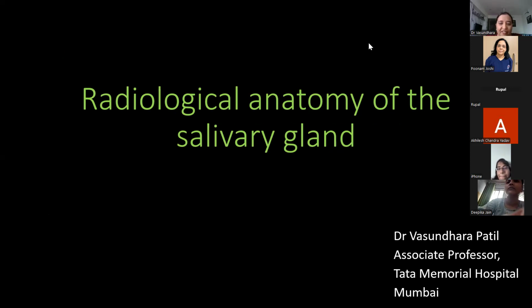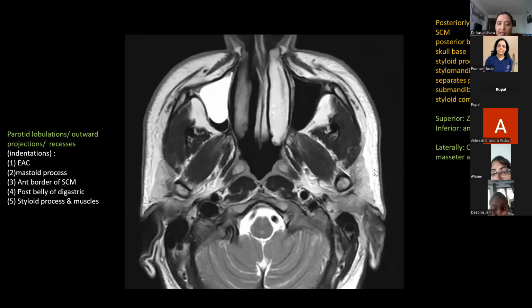Very good morning to everyone. I will start my talk about the radiological anatomy of salivary glands. So this is a talk from a radiologist to a surgeon, basically. So I will limit myself only to the practical part of it. How do we see the scans? I will not discuss theory at all.